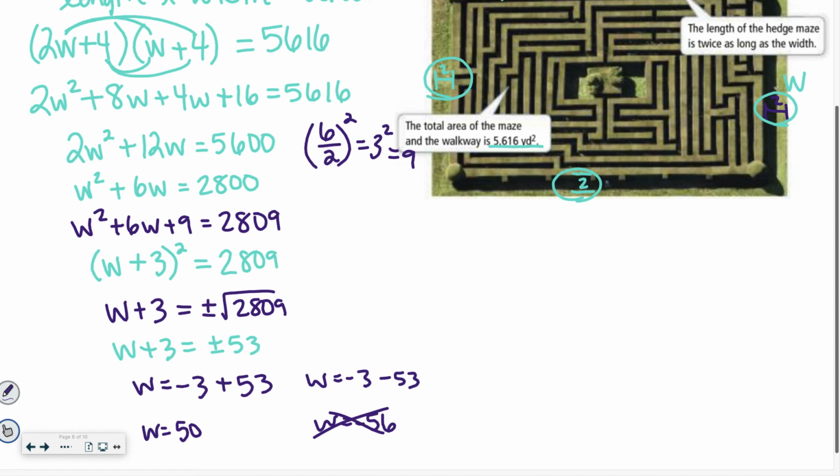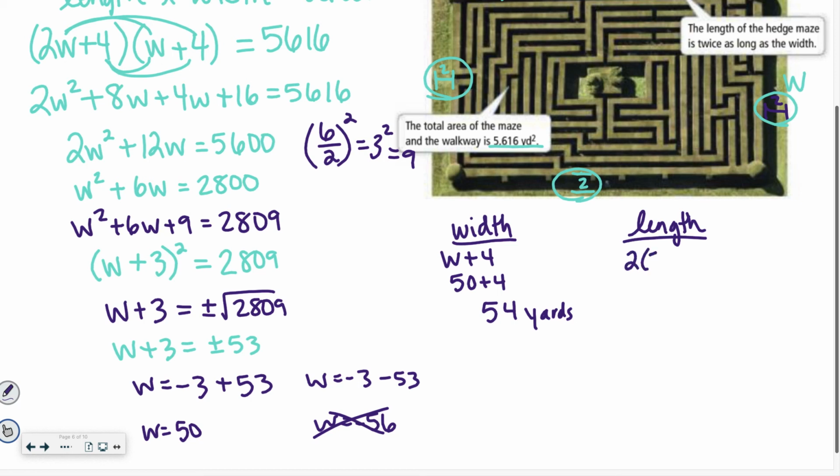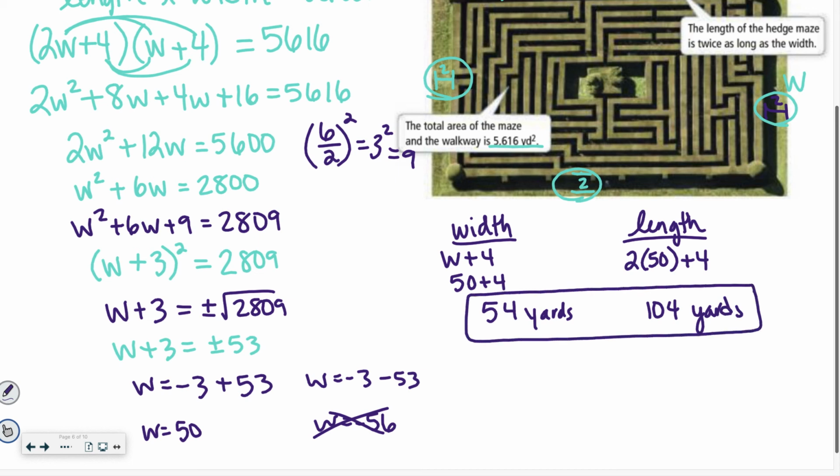And I know the width of the maze, or the hedge part at least, is 50 yards. However, remember there's walkways on both sides, right? We were told the width, we set it up earlier as w plus 4. So in this case, 50 plus 4, or we have a width of 54 yards. And then my length, if I plug that 50 in, I end up with 104 yards. All right. So that is the dimensions of the maze. With the walkway, it's 54 yards, but I want 104 yards.